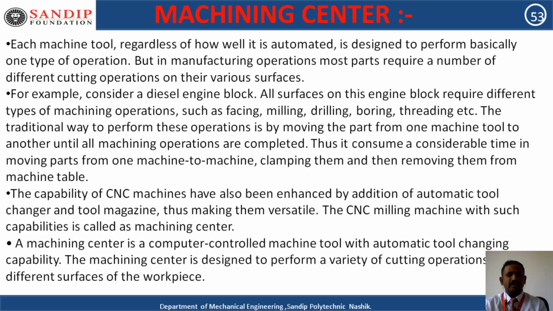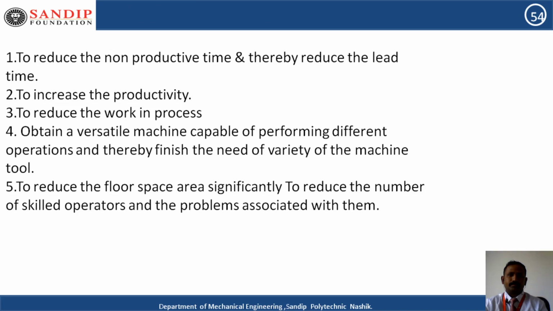The capability of CNC machines has been enhanced by the addition of an automatic tool changer and tool magazine, thus making them versatile. A CNC milling machine with such capabilities is called a machining center. A machining center is a computer controlled machine tool with automatic tool changing capability. It is designed to perform a variety of cutting operations on the different surfaces of the workpiece. So that's why we need the machining center.